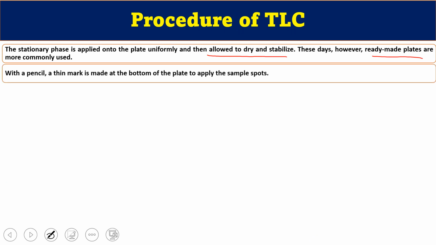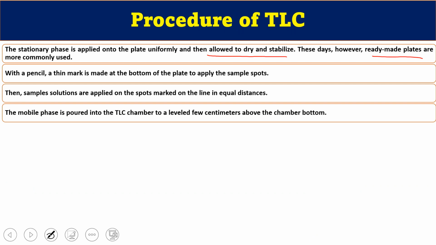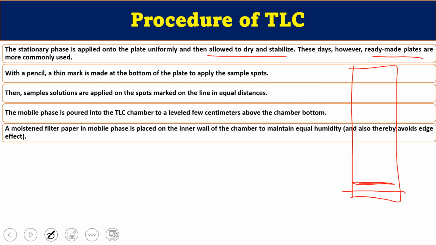With a pencil, a thin mark is made at the bottom of the plate to apply the sample spot. Then the sample solution is applied onto the spots marked on the line at equal distance. The mobile phase is poured into the TLC chamber to a level slightly below the line. This is the TLC plate where we have marked a line with the pencil. So when you pour the mobile phase, it should be below this line. The moistened filter paper in the mobile phase is placed on the inner wall of the chamber to maintain equal humidity and thereby avoid the edge effect.